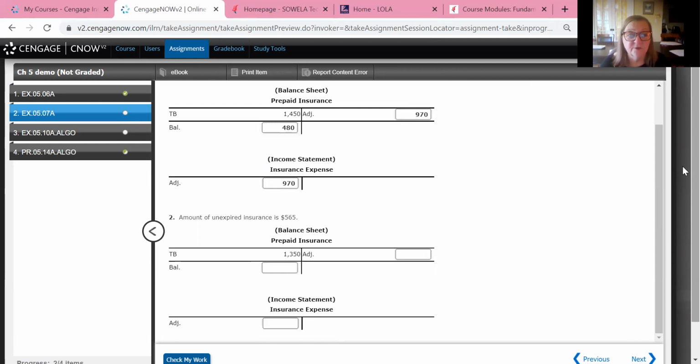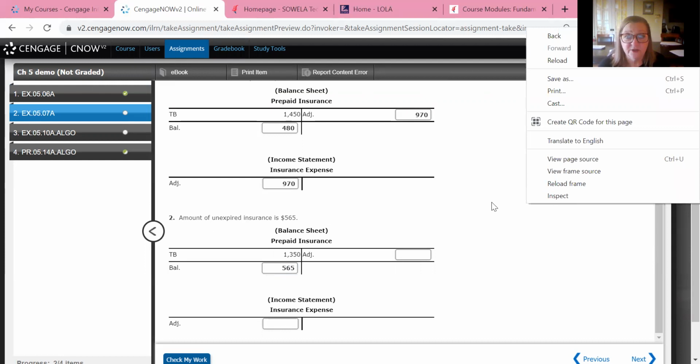Now, the second part is a different way they could have told us, a different scenario. What if your insurance company said this? Prepaid insurance right now is sitting with a debit balance of $13.50, as you can see right here. And they're telling us the unexpired insurance is $565. What they're saying is the prepaid account should match the amount that's really still not expired. So $13.50 is what we have on our books. It's wrong. At the end of the period, it should be $565, because that's the amount that's unexpired.